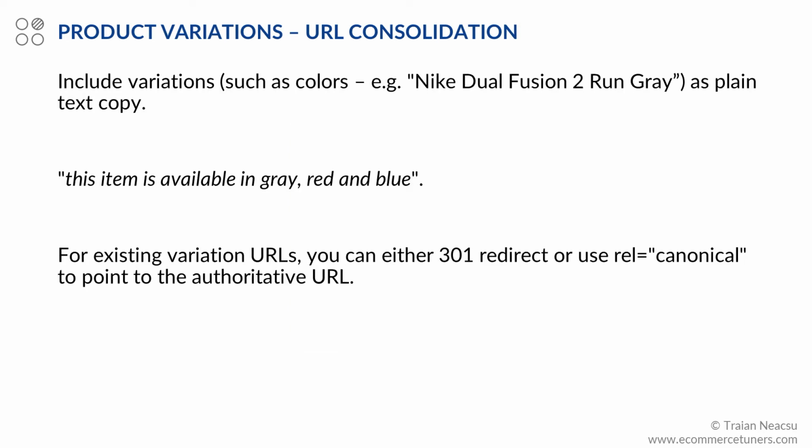To increase the chances of the consolidated page surfacing in SERPs for queries that include variations such as colors, include the variation as plain text copy in a search engine-friendly way. For instance, the product description or the specs copy would include something like, "This item is also available in gray, red, and blue." If you already have unique URLs for each product variation and you want to consolidate them into one representative URL, you can either 301 redirect or use rel canonical to point to the authoritative URL.